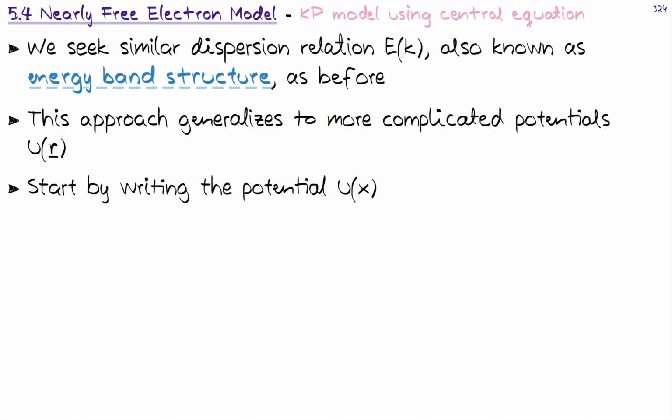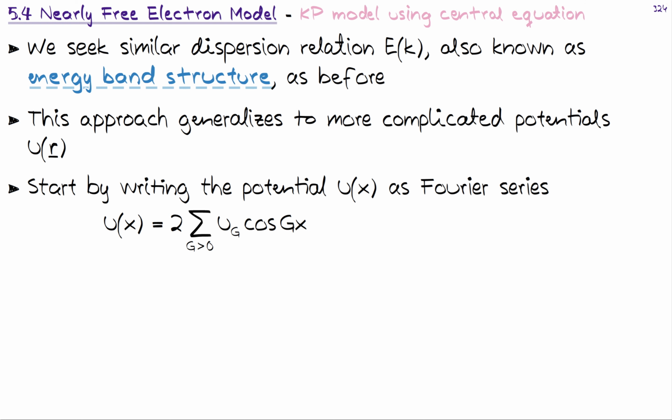And how we proceed is that we start writing the potential U as a Fourier series, and please note we are keeping the dimensionality as a 1-dimensional case for simplicity and conceptual clarity. Now we just write the potential using the Fourier series description. So U(x) must be of the form 2 times the summation over the positive reciprocal lattice vectors of U_G, the Fourier coefficient associated with the periodic lattice, times cosine of Gx.